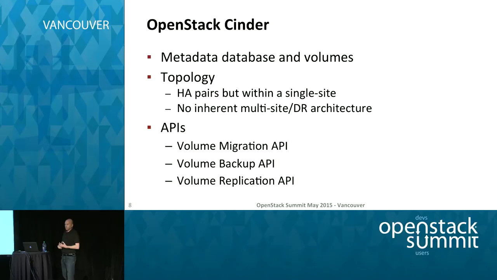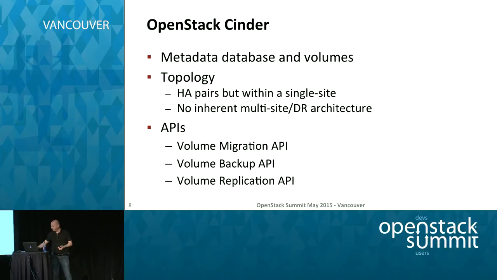In terms of HA, just like any other service in OpenStack, we have services working in an HA pair, but within a single site. Today, Cinder doesn't have the notion of an additional Cinder on the other end to talk to, right? This is my own domain. I'm just one Cinder. So we don't have inherent multi-site or disaster recovery architecture built into Cinder topology. When we look at the APIs, we have volume migration already built into the API. There's other work to be done there, but that's an important milestone. We have the backup API, as I mentioned, and we have the volume replication API that was started to be added in Kilo. There's more work to be done as we move on.